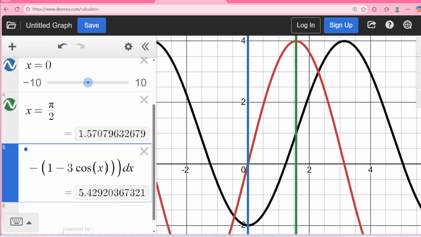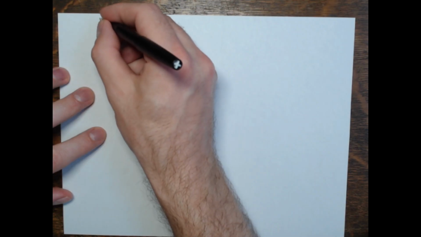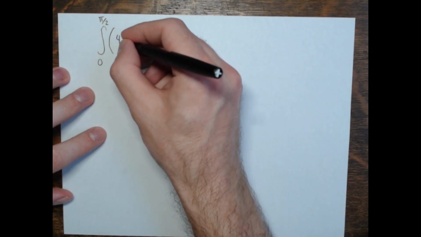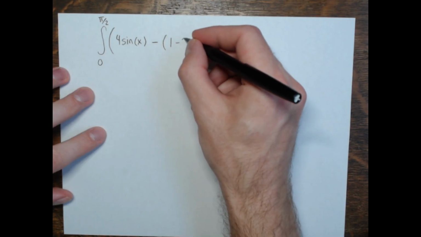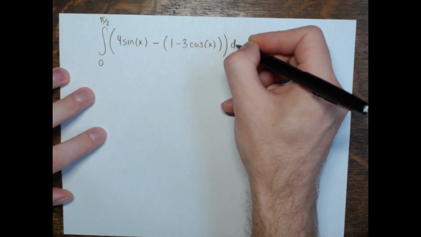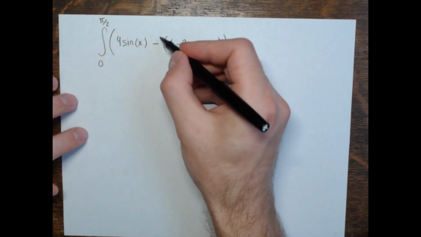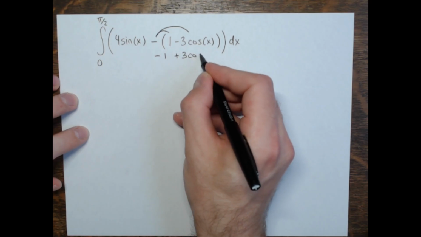All right, so let's actually find this by hand and verify that we indeed get the same value, just making sure my functions are correct. So again, for this integral here, we have the integral from 0 to pi over 2 of the 4 sine x curve on top, minus the quantity 1 minus 3 cosine x on the bottom, with respect to x. Now I'll distribute the negative here, and that'll be minus 1 plus 3 cosine x.